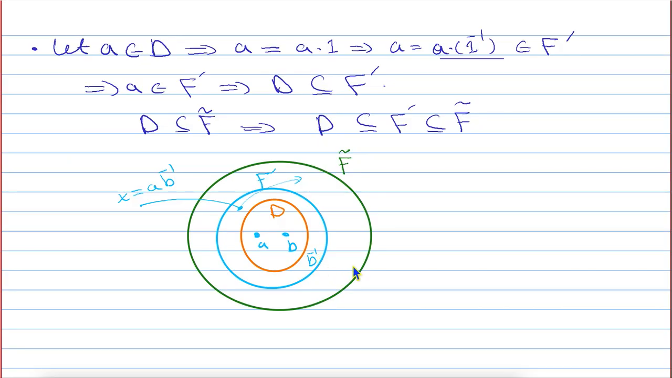So this means that since F tilde contains D, then AB inverse must be in F tilde, which means that F prime is contained in F tilde. Let's just put this in formal terms.